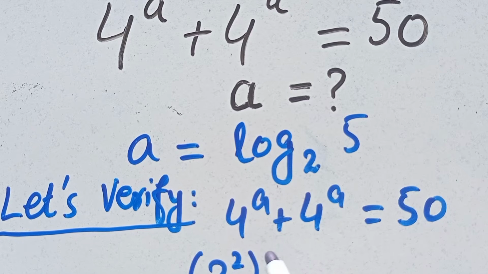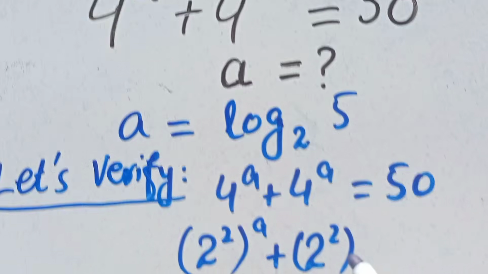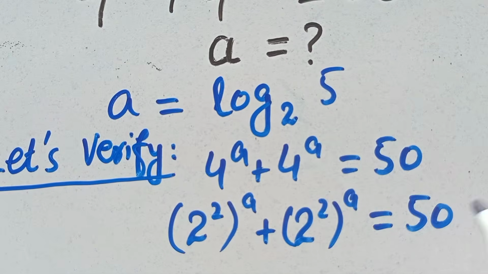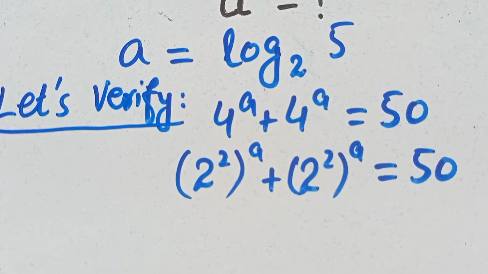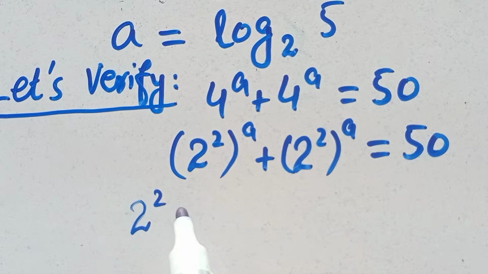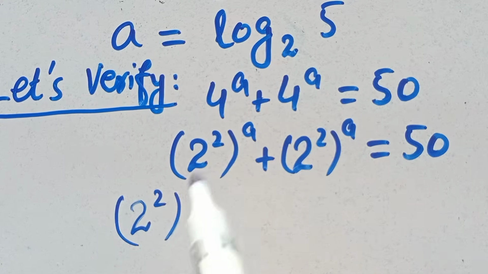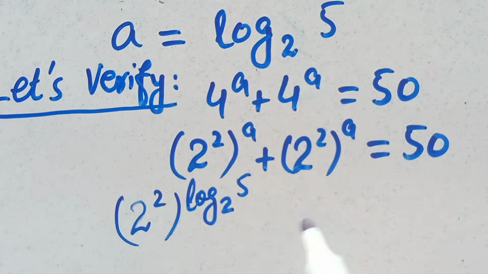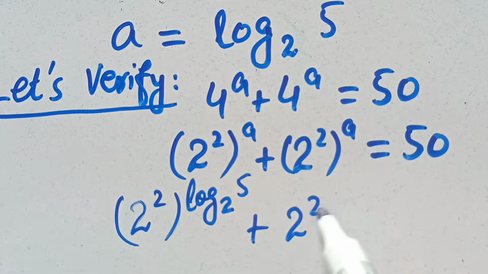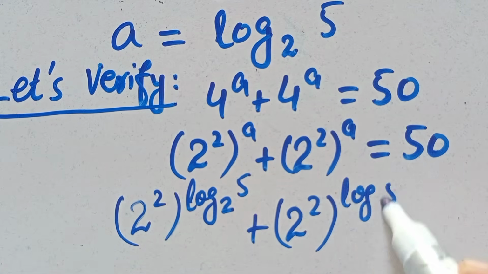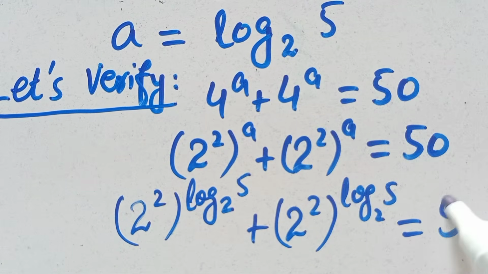For 4 we can write 2 square, and for the second term also 2 square power a equals 50. We have written 4 as 2 square in both the terms. Now in the next step, 2 square, for a we will write its value, that is log 5 to the base 2, which we have found earlier. Similarly for the second term, replacing a by its value, log 5 to the base 2, equals 50.